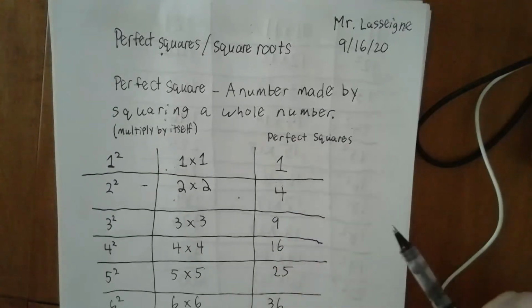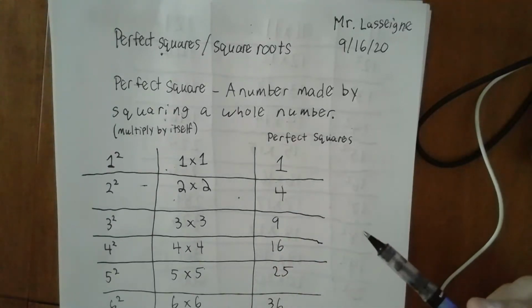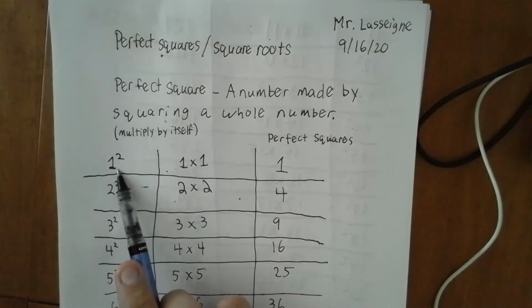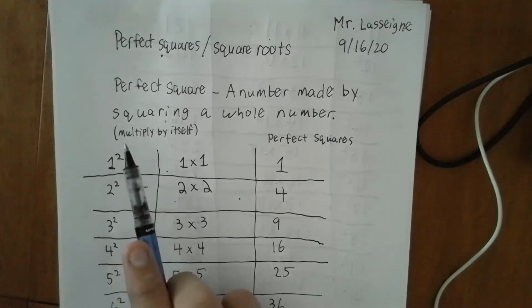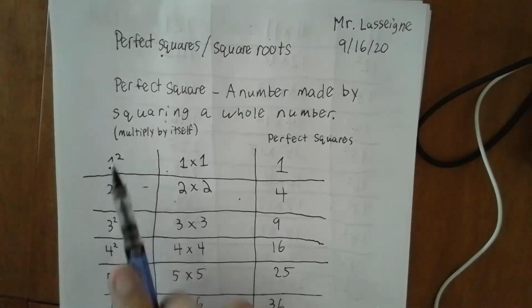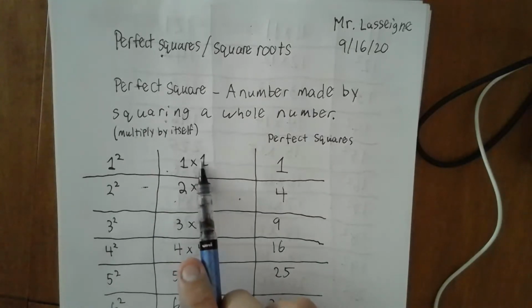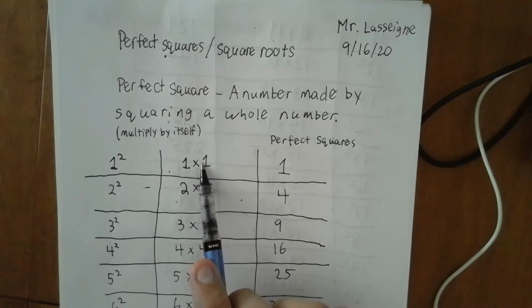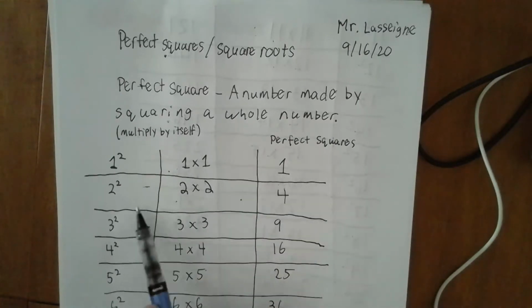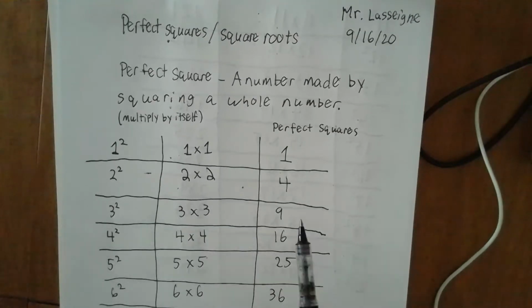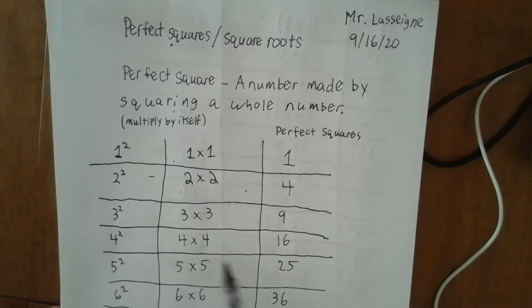So in order to find some examples of perfect squares, what we had to do was square some whole numbers, which squaring just means to the power of 2. And what to the power of 2 means is just multiply by itself. So we're going to take some whole numbers and multiply them by themselves. 1 times 1 is 1. 2 squared, 2 times 2 is 4. 3 squared, 3 times 3 is 9. 4 squared, 4 times 4 is 16.